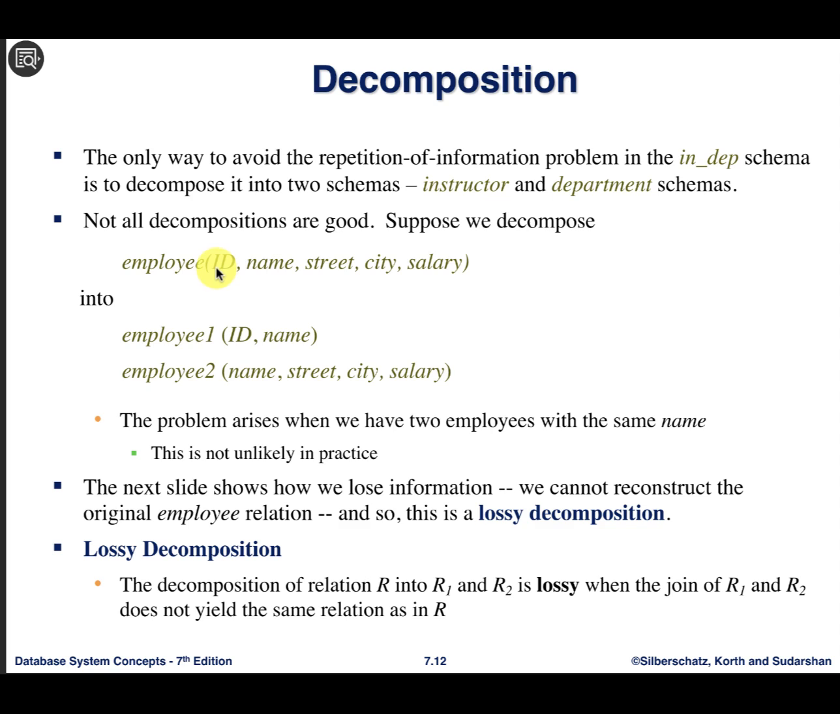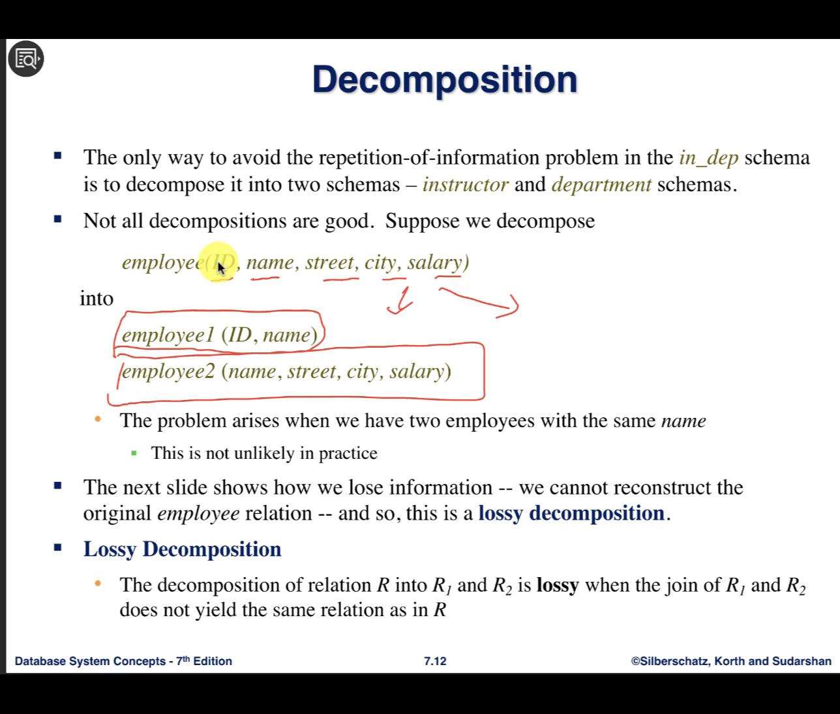And assume that when you say not all decomposition is a good idea because some decomposition is bad, decompose means you start with one relation and split this one into sub-relations, two or more, okay? Assume we give you employee, which has ID, name, street, city, and salary. And you said, okay, I'm going to split this one into two relations. The first one has the employee ID and name, and the second relation then contains the employee name, street, city, and salary. It's a clear bad idea.